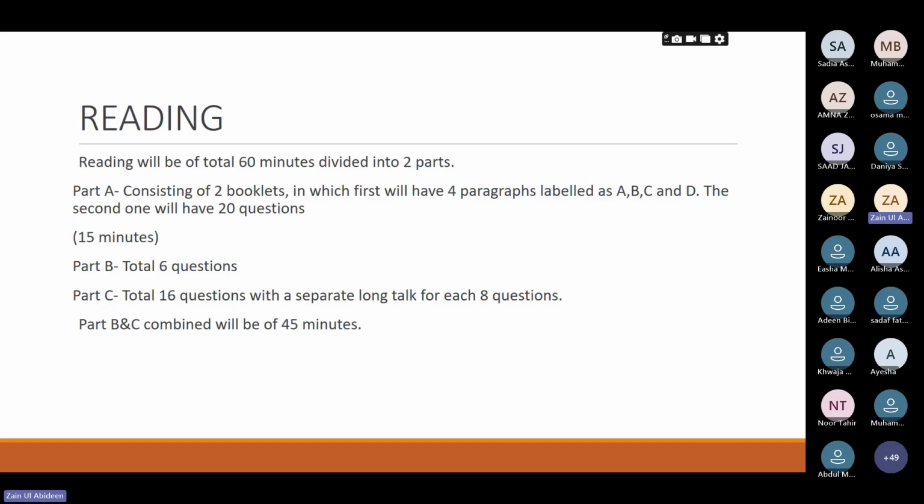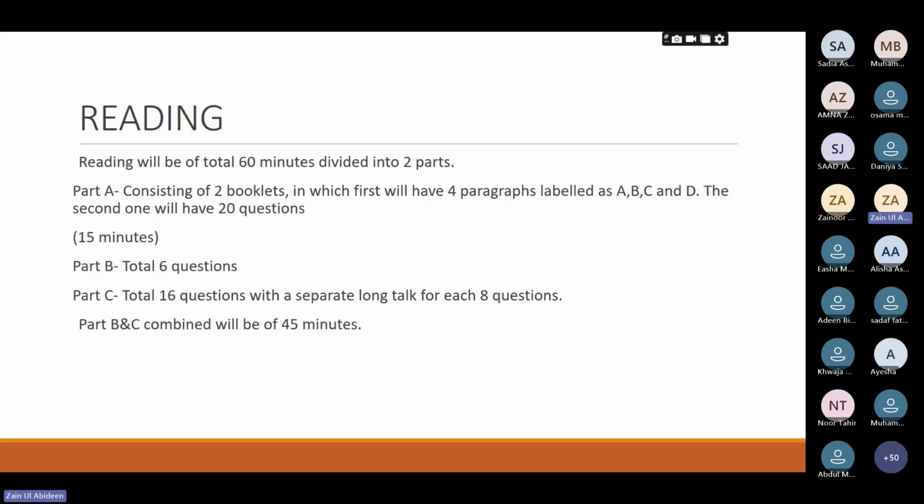Part B is going to contain 6 questions. They're going to be long questions and multiple choice questions, so they are mostly easy questions. As I told you before, reading is the easiest part for doctors. They just need to practice a lot, and you're going to find it easy in this part.